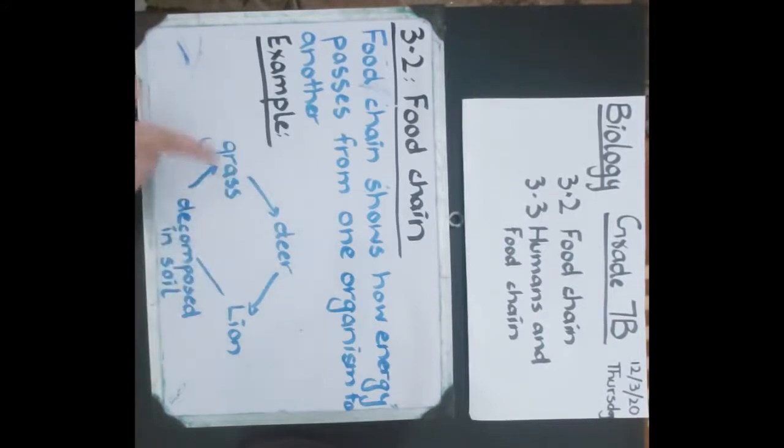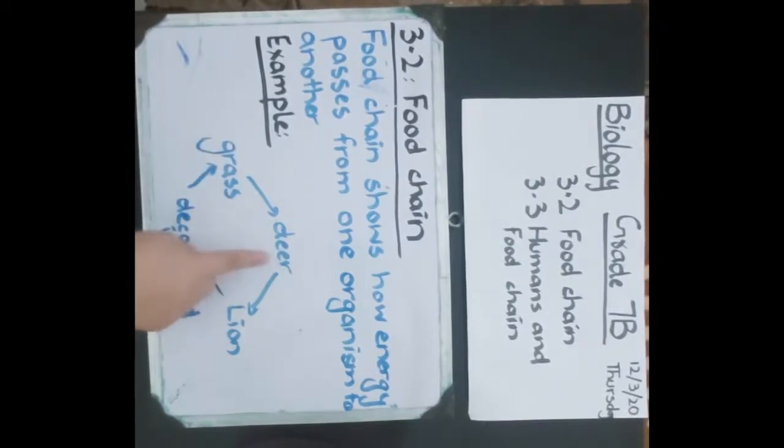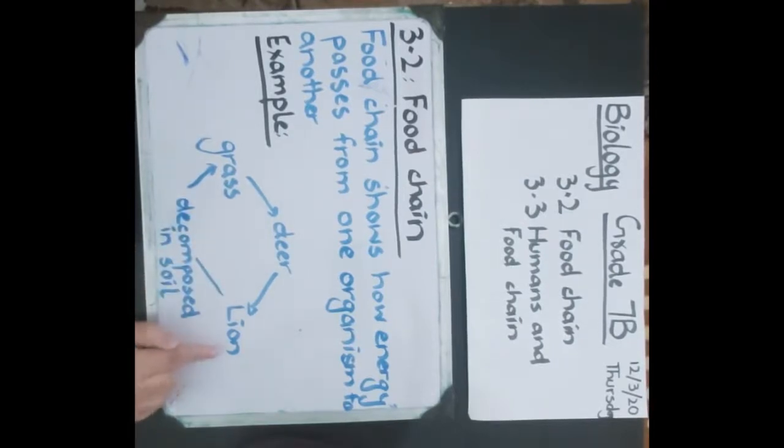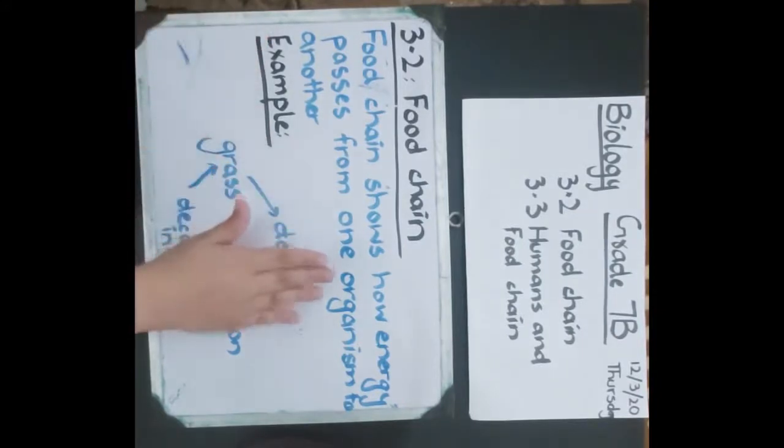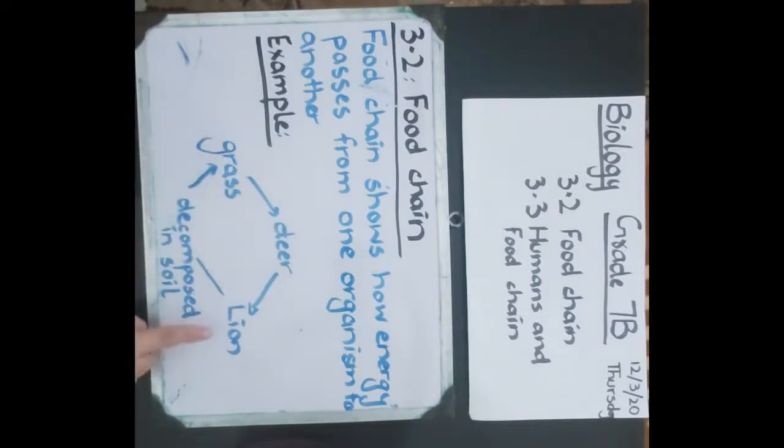For example, here the energy from grass is transferred to deer. Then energy is transferred from deer to lion. And then energy from the lion is transferred to the soil. And then this soil becomes fertile and the nutrients go to grass. Okay, I will explain this later. But the point is that this is a food chain, and it is showing how energy is transferring from one organism to another.